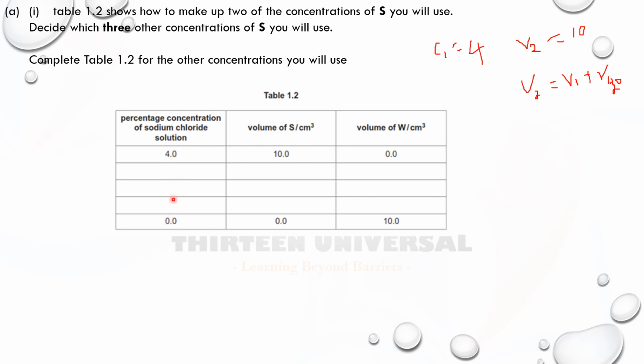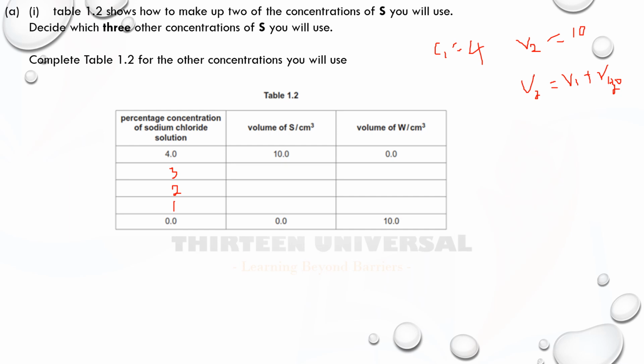What are the concentrations? The range is 4 to 0. So I need to produce 3 other concentrations that have the same intervals. From 4 to 3, the interval is 1. 3 to 2, the interval is 1. 2 to 1, the interval is 1, and 1 to 0, the interval is 1.